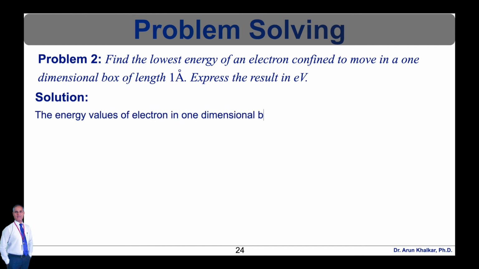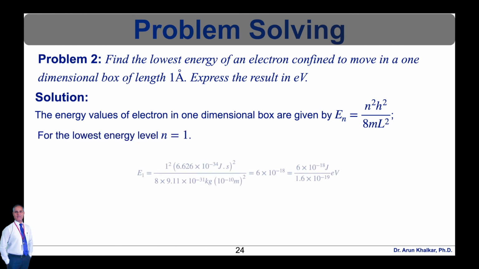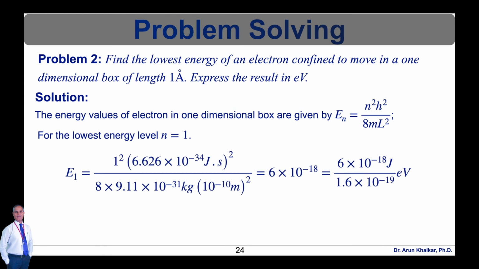The energy values of an electron in a one-dimensional box are given by one equation, that is En = n² h² / 8mL². This equation we have already seen before. Therefore, for the lowest energy level, small n is equal to 1. So by simply putting the values in this formula, we can write E1 as n is equal to 1.